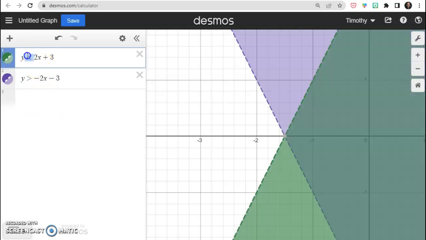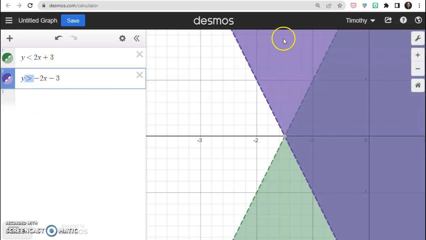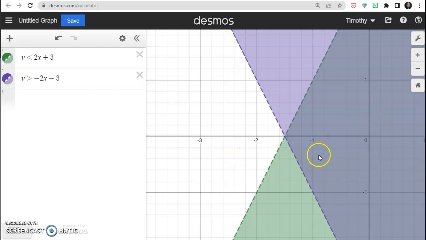Notice they're both less than and greater than, not less than or equal to, not greater than or equal to. So there's no solid line, only dashed lines. But this is in fact the region that would satisfy both inequalities at once.